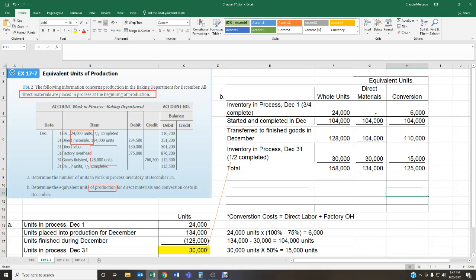So that is the completed, determine the equivalent units of production for direct materials and conversion cost right here. So these are your answers. Your units in process is 30,000. Your direct materials is 134,000. And your conversion cost is for 125,000 units. So that is basically it for exercise 17-7.